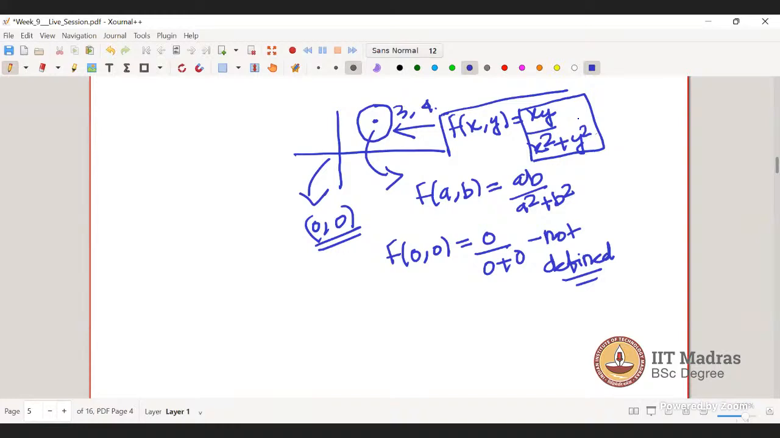So we need to go by the partial derivative limit definition. Yes, this is the only choice. We have no other choice.